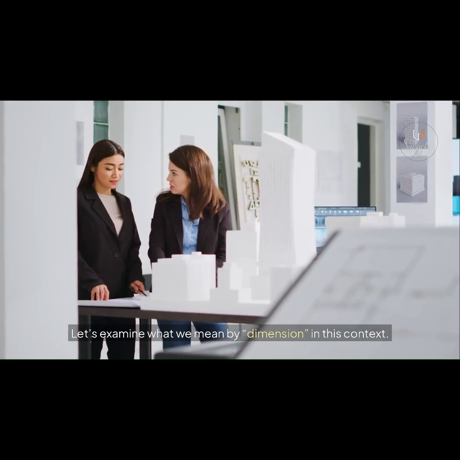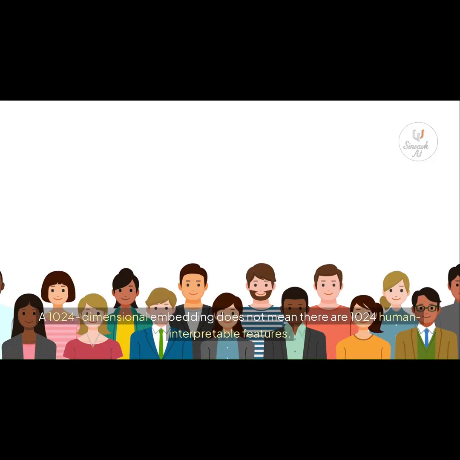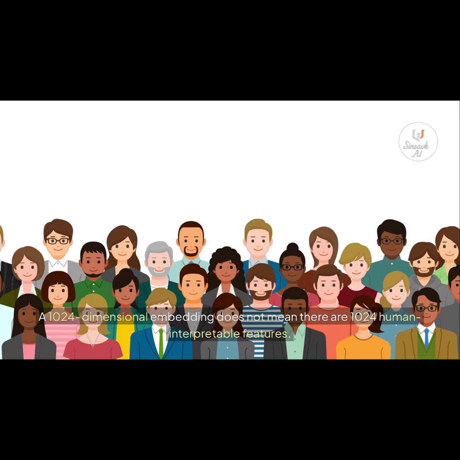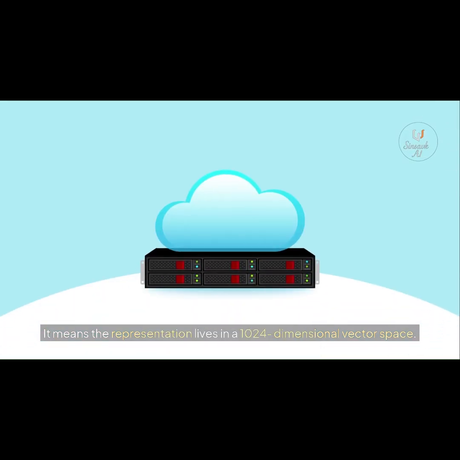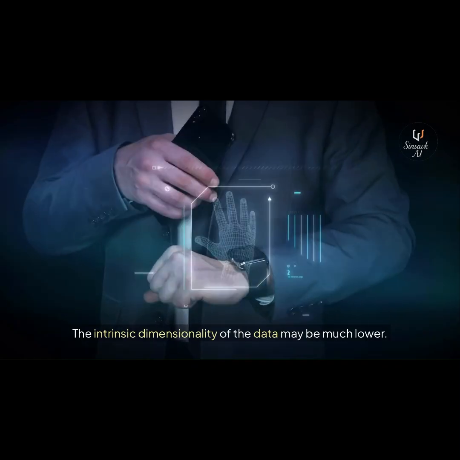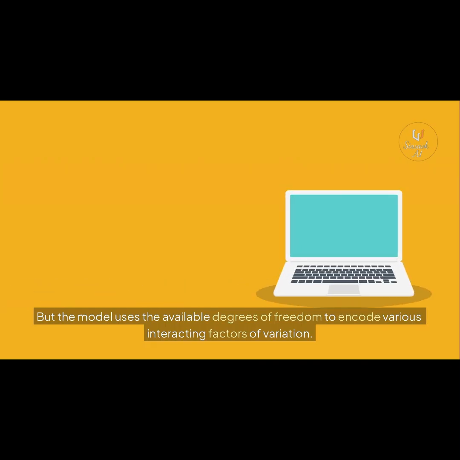Let's examine what we mean by dimension in this context. A 1024-dimensional embedding does not mean there are 1024 human interpretable features. It means the representation lives in a 1024-dimensional vector space. The intrinsic dimensionality of the data may be much lower. But the model uses the available degrees of freedom to encode various interacting factors of variation.